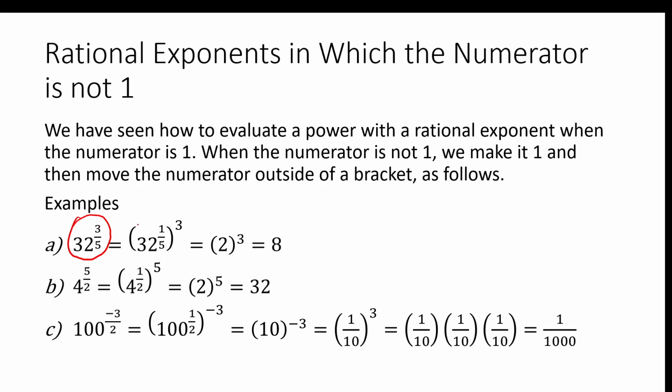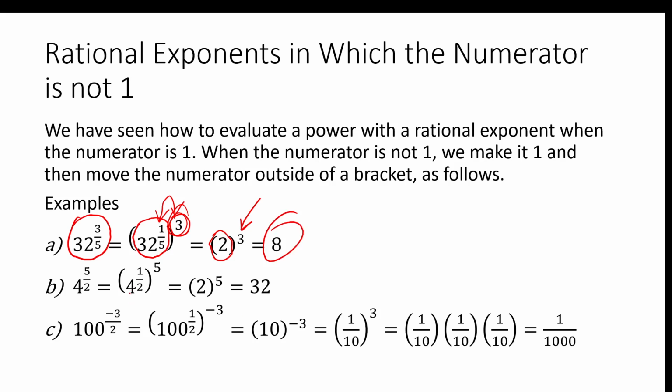So what you do is make it 32 to the 1/5, and then put that 3 on the outside, because we know the laws of exponents tell us we're going to multiply the 1/5 and the 3 to give us 3/5. So we'll focus on the 1/5 first. 32 to the 1/5 is 2, but we put that 3 on the outside, so now it's 2 to the exponent 3, which is 8.